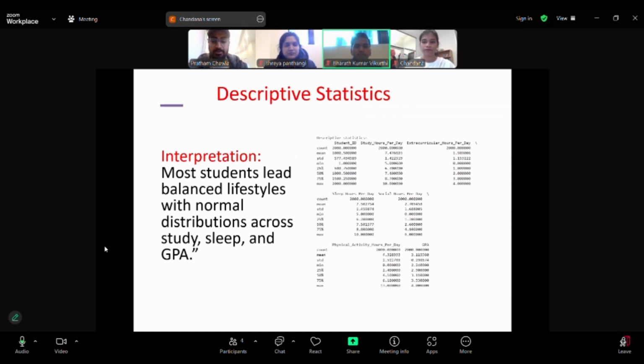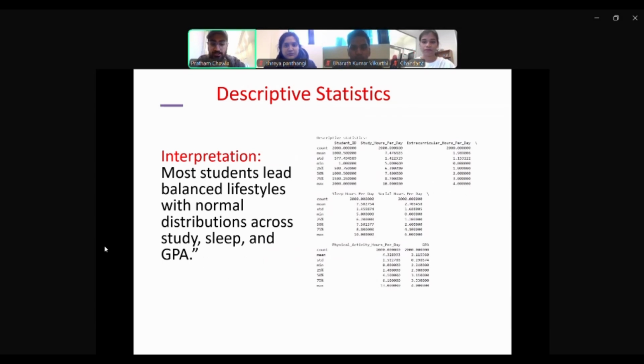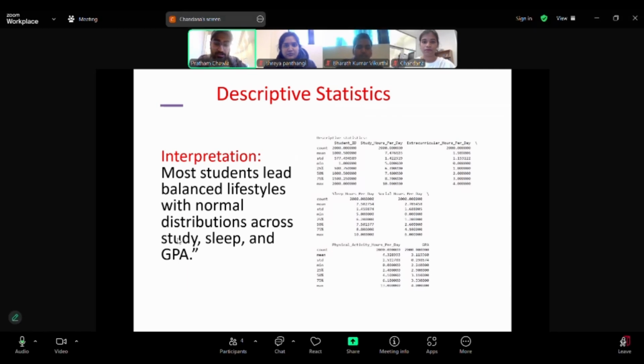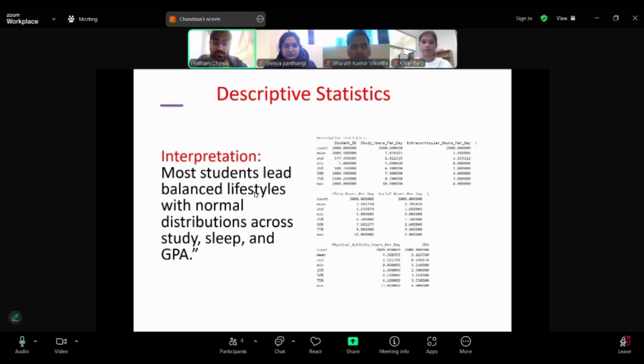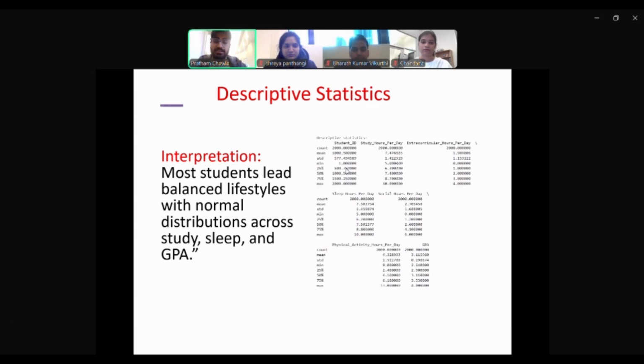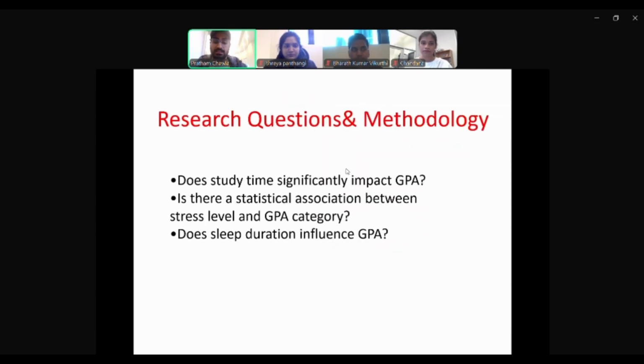Hi everyone, my name is Pratham. In this slide, we started looking at the student data. We checked how much students study, how long they sleep, and how stressed they feel. Most students had a normal routine, studying and sleeping regularly, but stress levels were quite different for everyone. This step helped us understand the overall lifestyle patterns before doing any deep analysis.